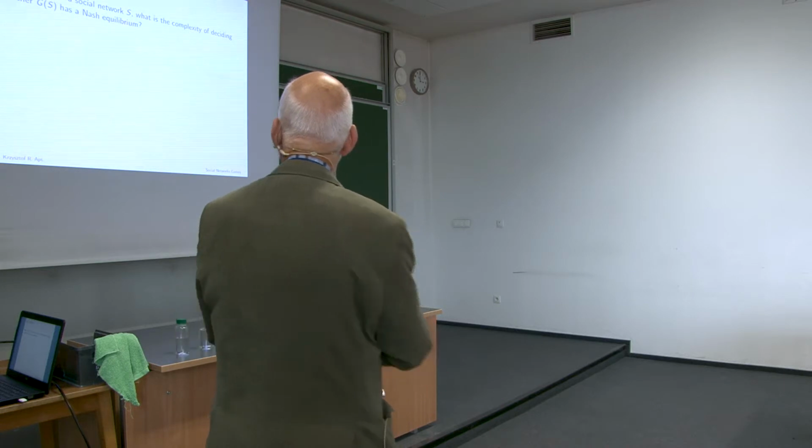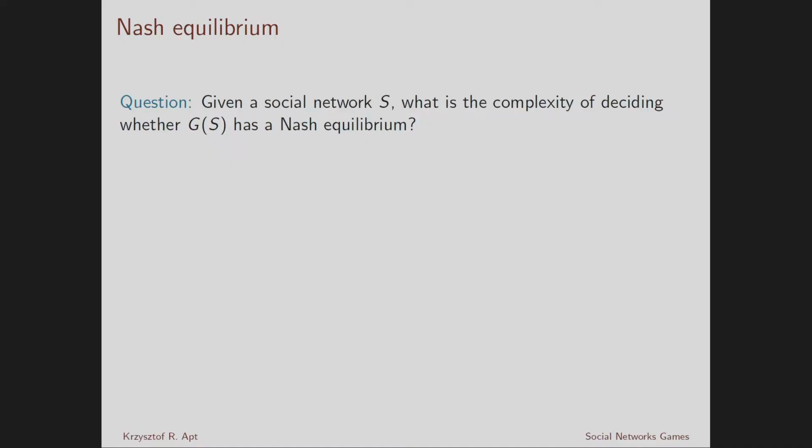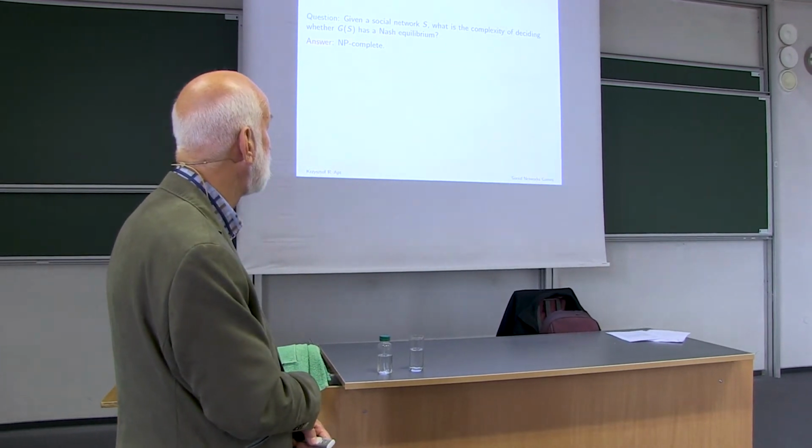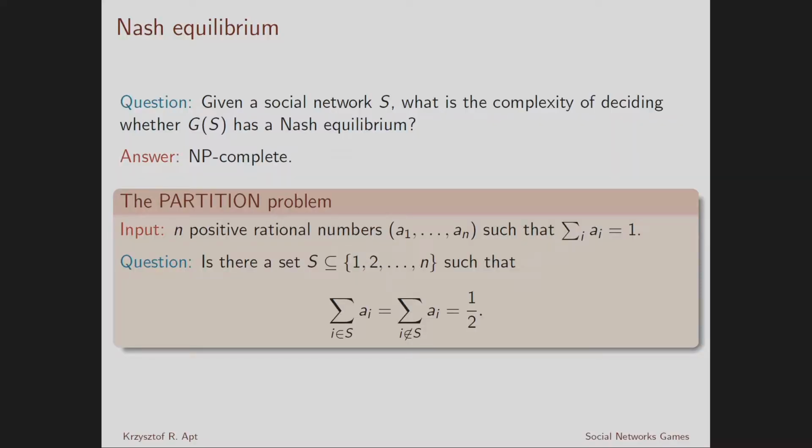So now you can ask yourself how difficult it is, given such a social network game, to decide that it has a Nash equilibrium. This problem turns out to be NP-complete. And now I'll give you some proof, which I hope will be readable enough. We use a reduction from one of the first problems identified as NP-complete, called the partition problem. We have n rational numbers which add up to 1, and the question is, can you partition them into 2 parts such that each part adds up to half? This is an NP-complete problem, and we will provide a reduction from it.